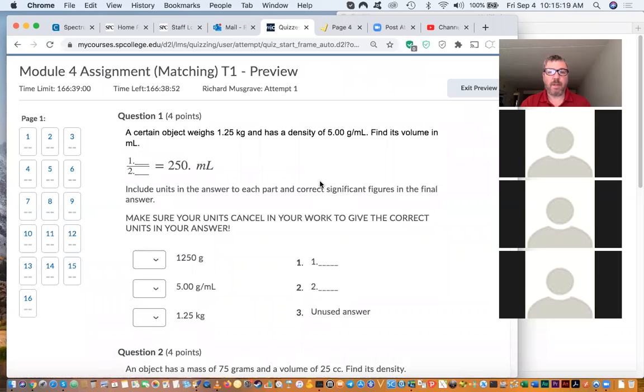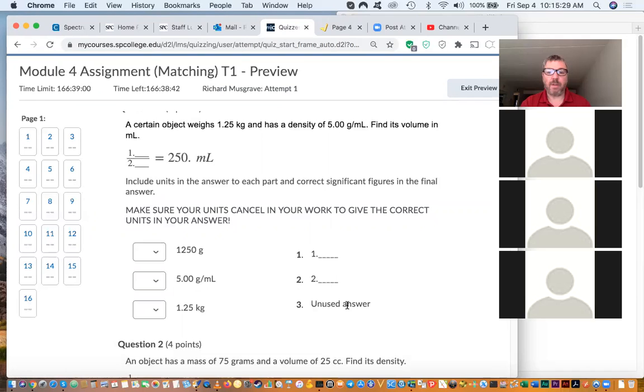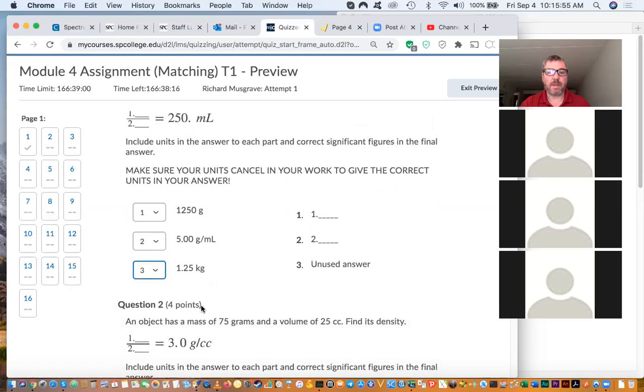Now, the thing you've got to be careful of is to make sure that the units cancel to give the unit you have at the end. So make sure that you choose the correct one here. And now remember, when you're doing this, you've got the unused answer. So you'd have to go whatever one was, which let's see, it's going to be this. Okay, so this will be number 1. This will be the grams. This will be the density, and this will be the unused answer. And you do have to put the unused answer in. Sometimes there's more than one unused answer as well. So be careful with that.